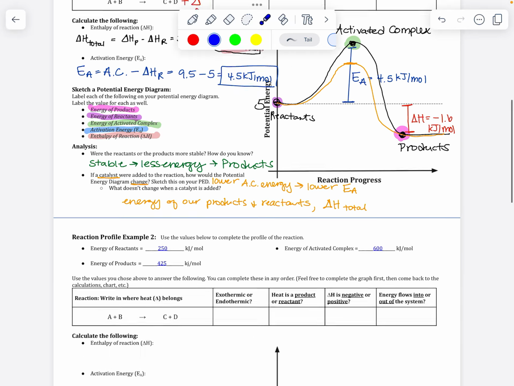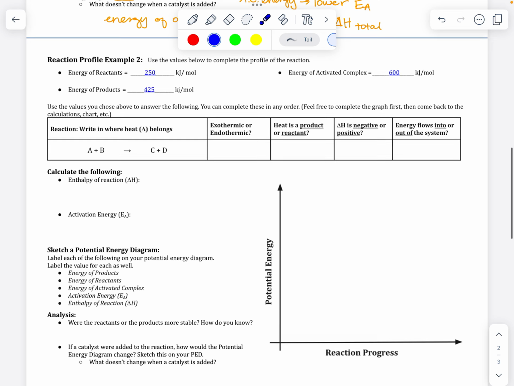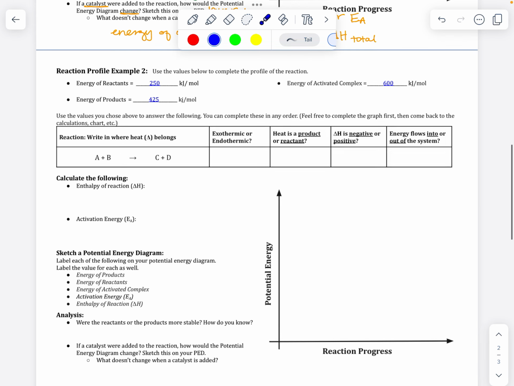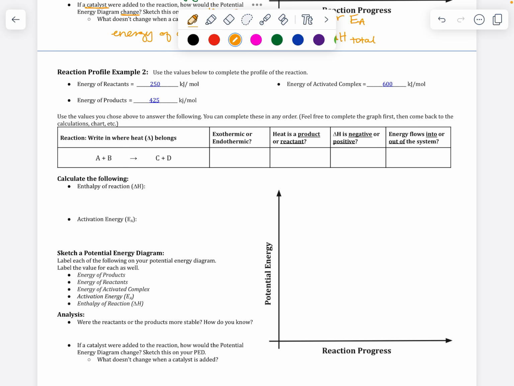All right, one more example. If you want to try this on your own, feel free to pause. We've got energy of our reactants is 250, energy of our products is 425, and activated complex energy is 600. So I'm going to just make 600 my max because that's a nice even number. And then halfway is 300.